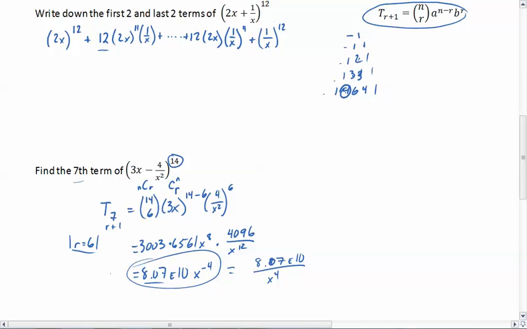All right, so there's your first couple of examples in using the general term and just doing some reasoning with binomial expansion. If you want a little bit harder ones, then go look at the next video.